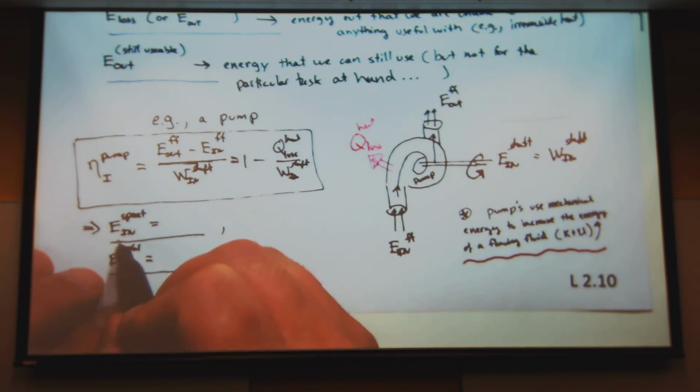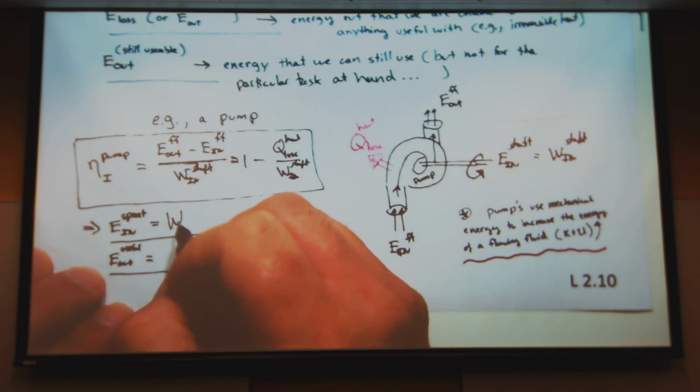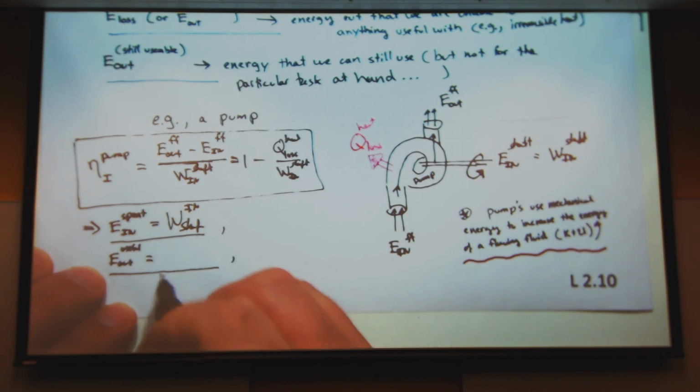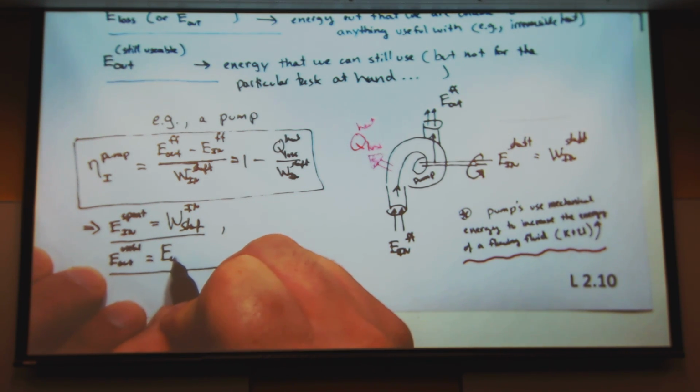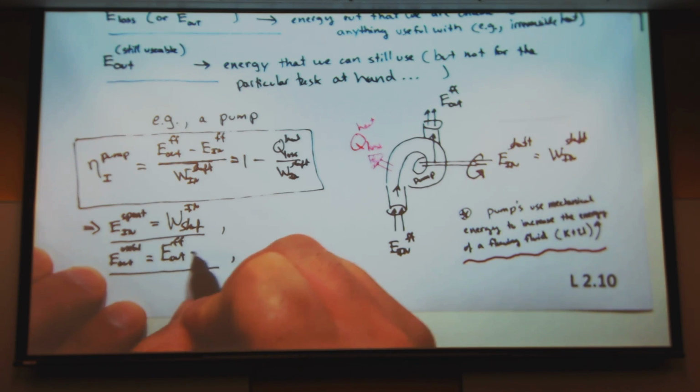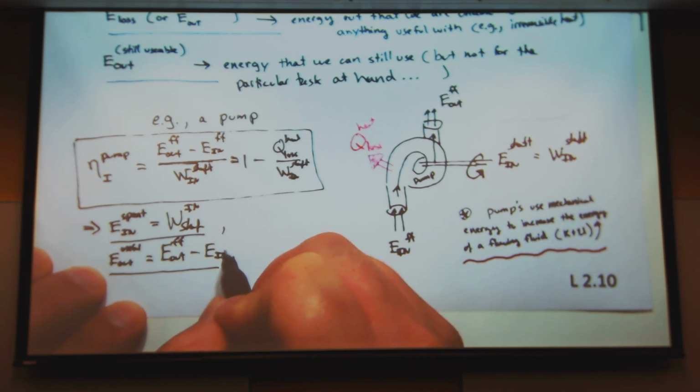And so just the equations: energy in spent equals work shaft in, and then energy out useful equals energy out fluid flow minus energy in fluid flow.